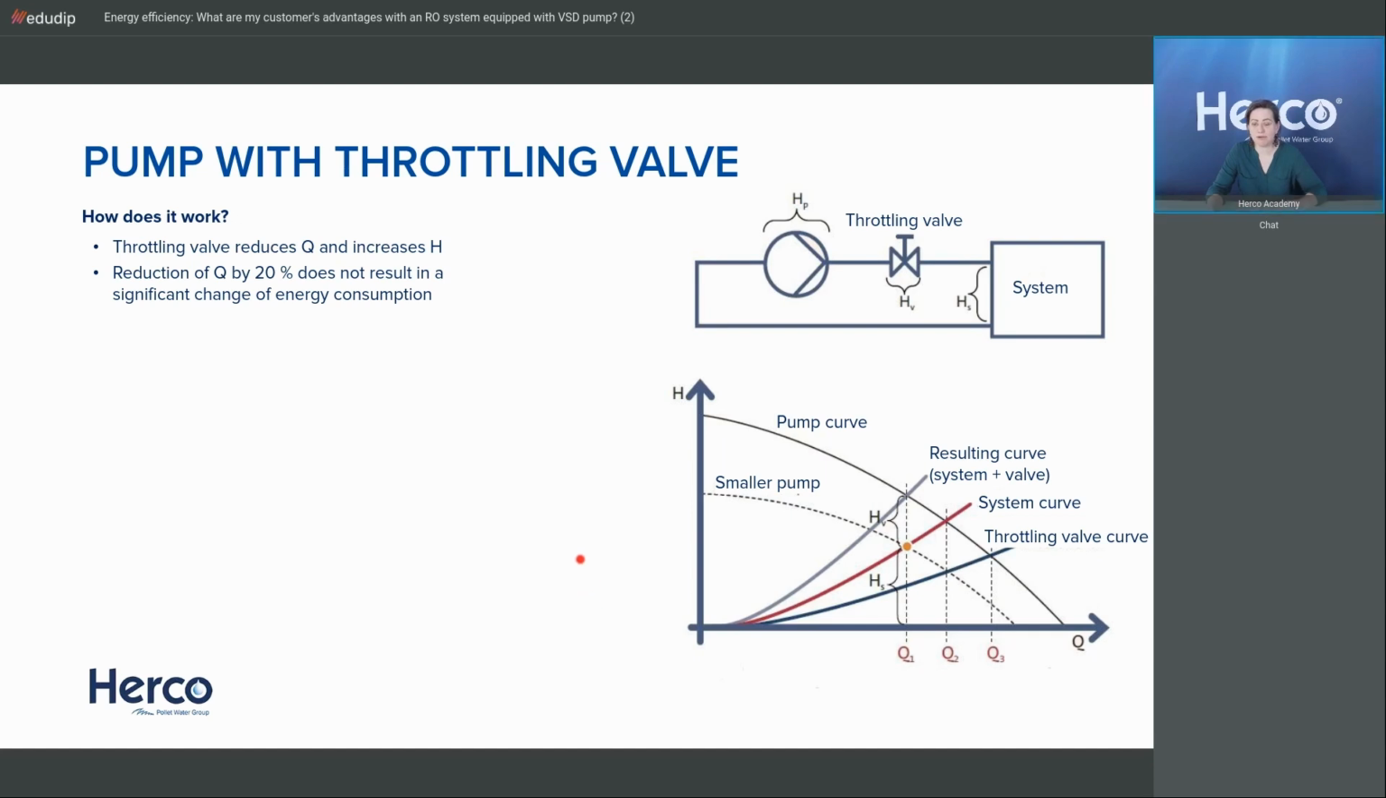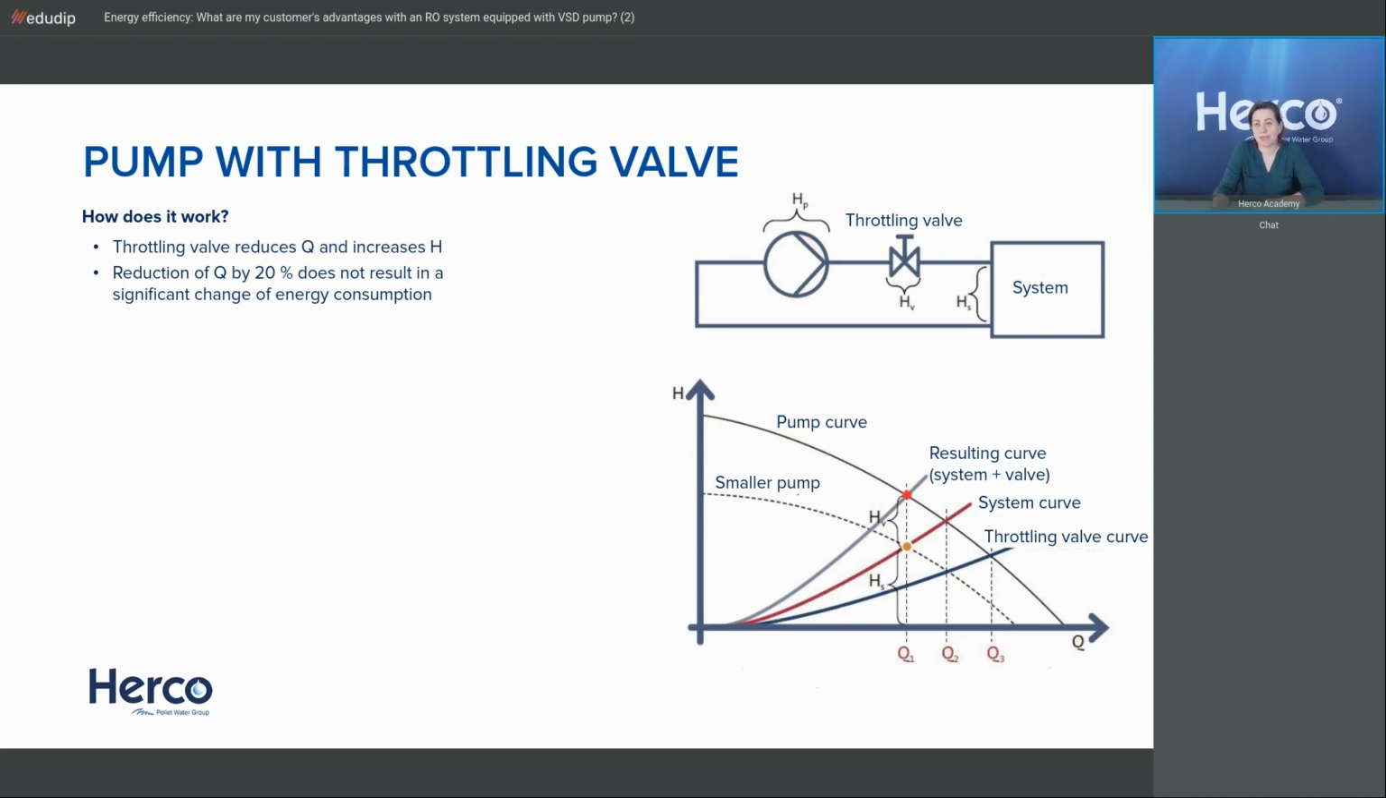Now, if I use an RO unit with a throttle valve, the system looks like this. I have the pump, I have a valve, and I have the system, the RO unit. Now, let's assume my original operation was the gray line, okay? So let's say this is a 10 cubic meter per hour unit. Let's say Q1 is 10 cubic meters per hour, and I need approximately 12 bars. Okay, this is my design point. Now, maybe the water is warmer, so I need less pressure. Maybe there's less TDS than we thought. The design point gets moved.